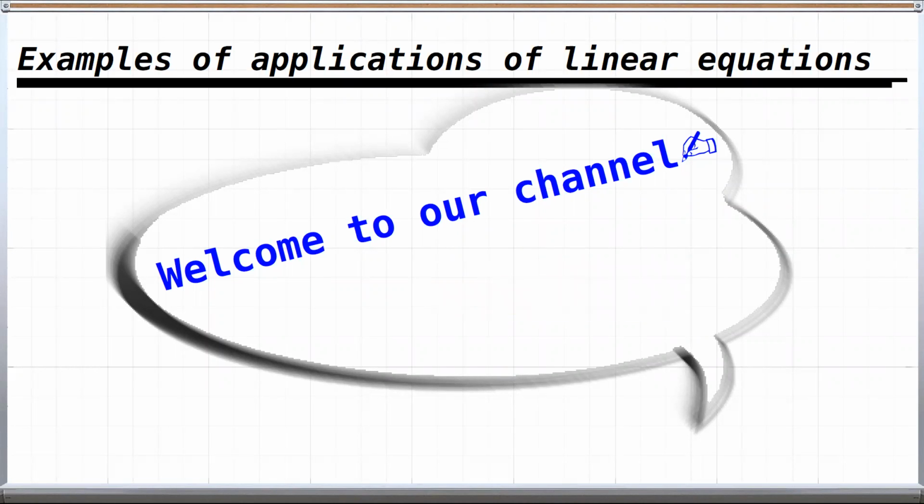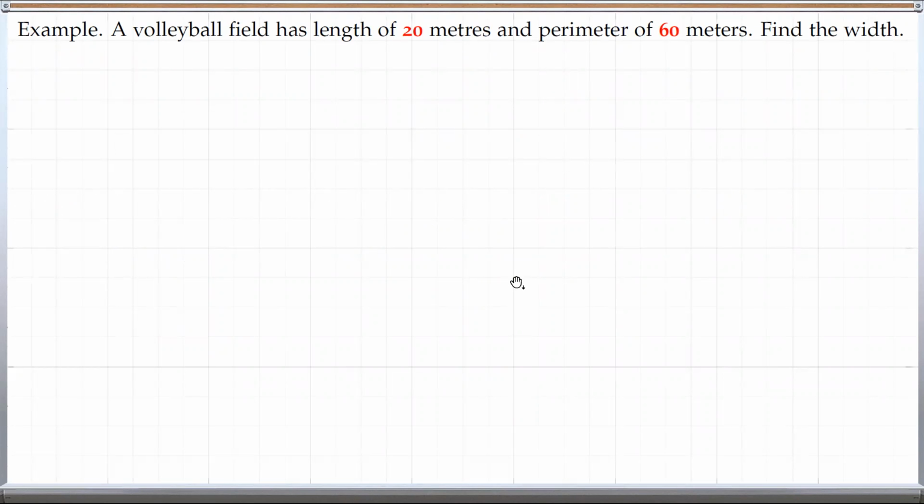In this video, we will look at some examples of applications of linear equations. So here is our first example. A volleyball field has length of 20 meters and perimeter of 60 meters. So we want to find the width.